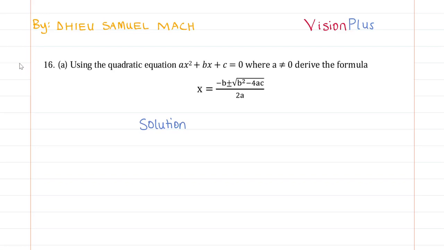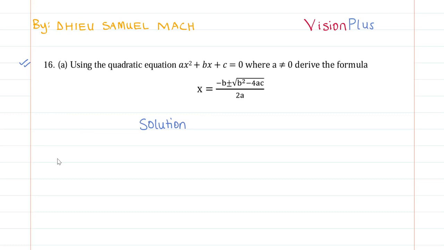Number 16a reads: using the quadratic equation ax squared plus bx plus c equals 0, where a is not 0, derive the formula x equals negative b plus or minus square root of b squared minus 4ac, all over 2a. We are to derive the quadratic formula from the given quadratic equation.